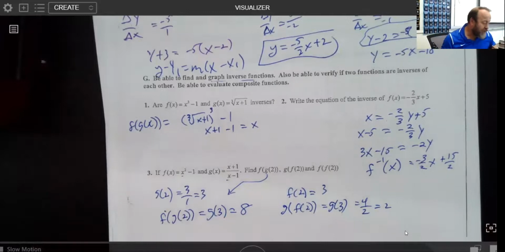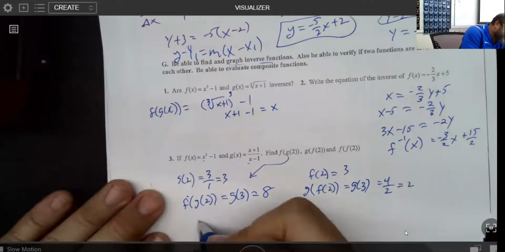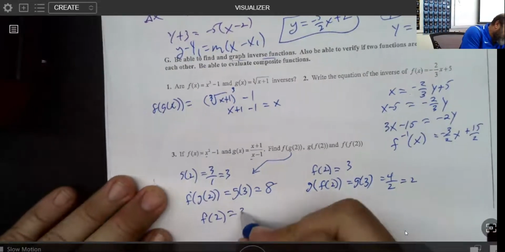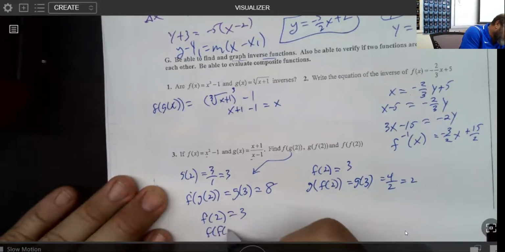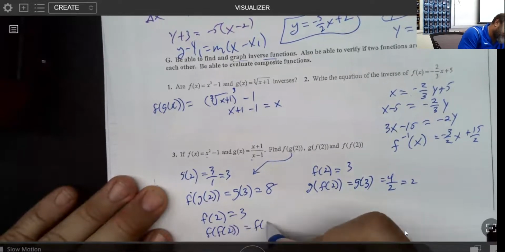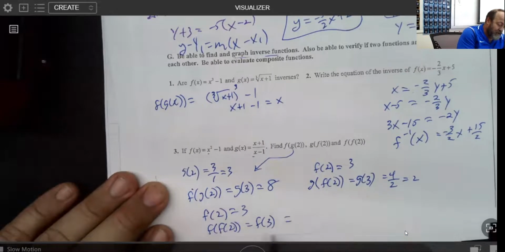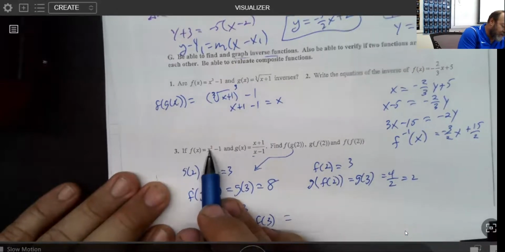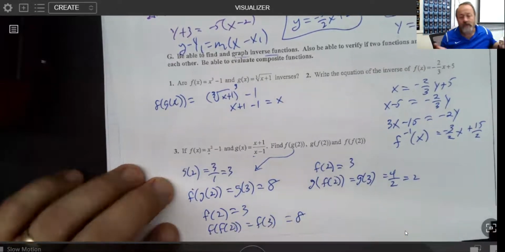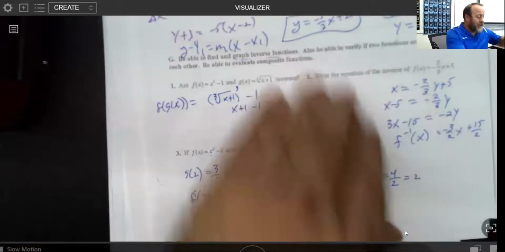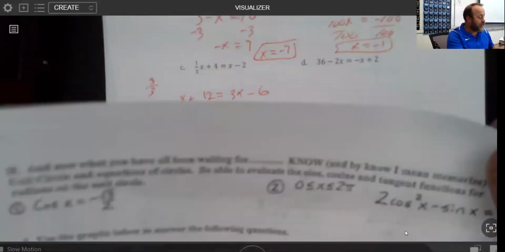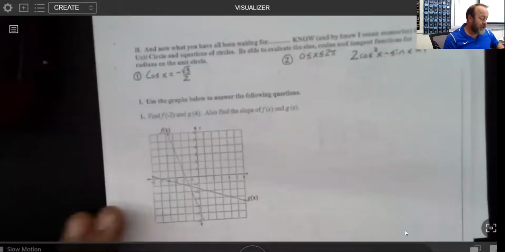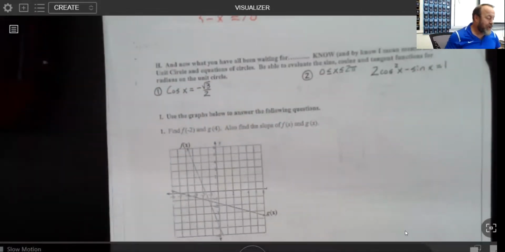f of g of 2 just means plug g of 2 in, which gave me 3. So it's just f of 3. And f of 3, of course, is just plugging in here, which is 9 minus 1, which is 8. So we know that is the rest of it. And let's see if we have enough time to maybe do a little teeny bit of this one.